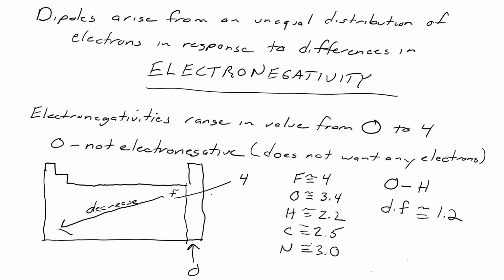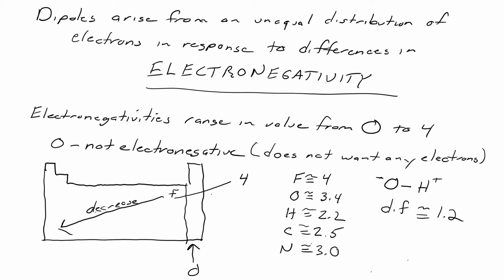So what happens is the electrons are going to kind of hang out more around oxygen than they are hydrogen. And that's what's going to give a bond that has these two elements present a little dipole, where most of the electrons are going to hang around oxygen, and they're not so much going to hang around hydrogen.